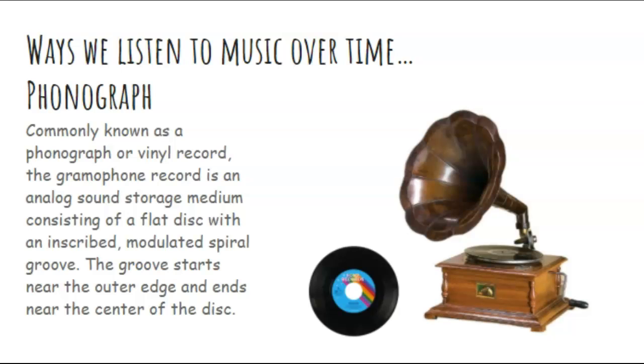Ways to listen to music over time. This is a phonograph, and this is a record. Commonly known as a phonograph or vinyl record, the gramophone record is an analog sound storage medium consisting of a flat disc with an inscribed modulated spiral groove. The groove starts near the outer edge of that circle record and ends near the center where you see the colorful blue and rainbow pattern.